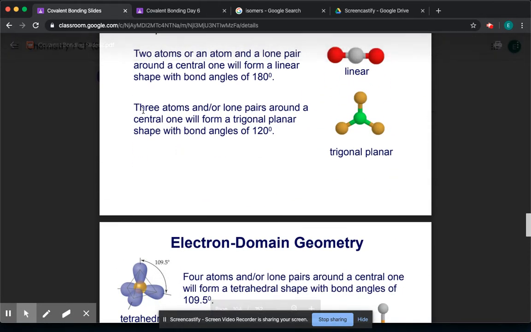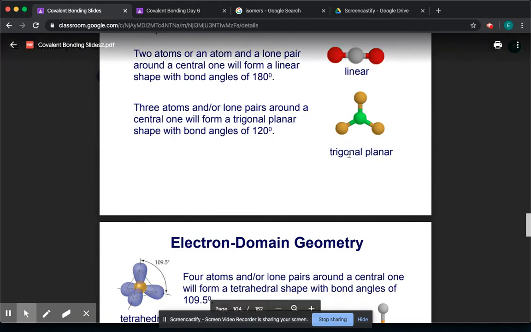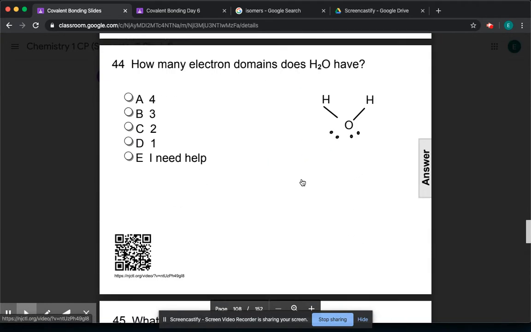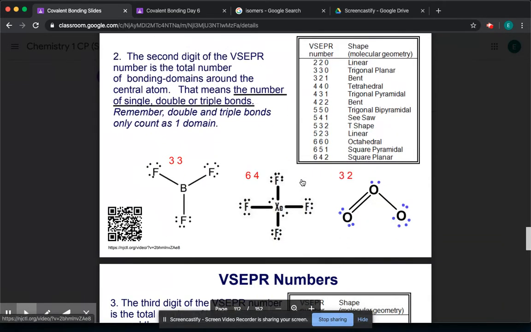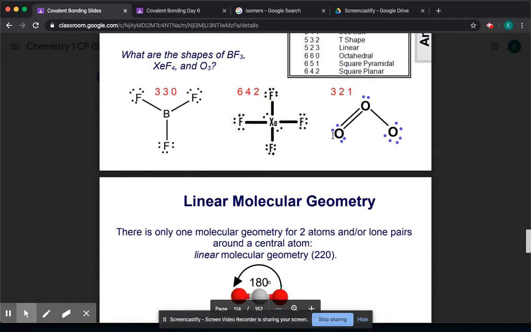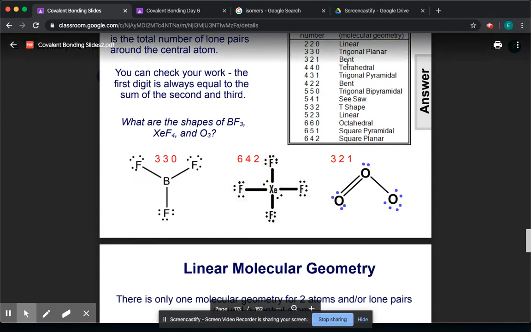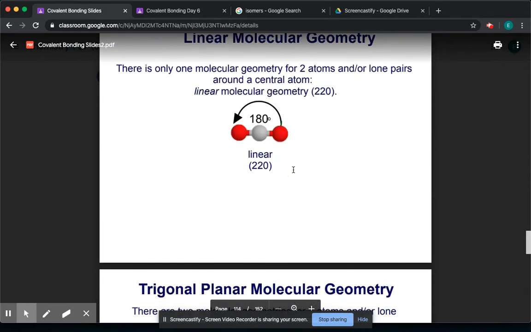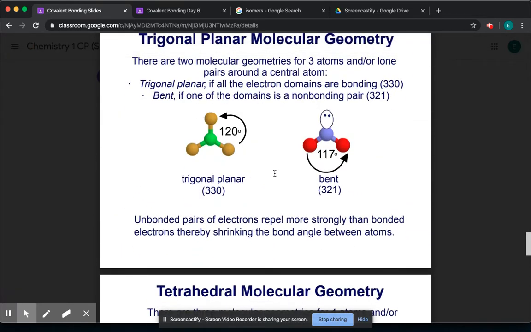For a 3, 3 is supposed to give us trigonal planar, right? So if we go down to here, the first number is a 3. So the EDG we expect to be trigonal planar, but the shape that we end up getting is bent. The reason for that is because of the lone pairs.